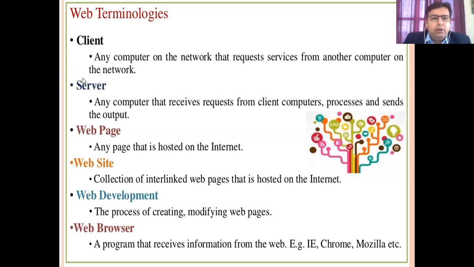Now, which are the different web terminologies? Some definitions, or keywords, that you use in your day-to-day life, we can call web terminologies. Some of the keywords we can see. The first thing is the client: any computer on the network that requests service from another computer on the network. So client and server. A client is one that can put a request to send a message to another computer. One system can put a request through the internet to send its message to another system on the network.